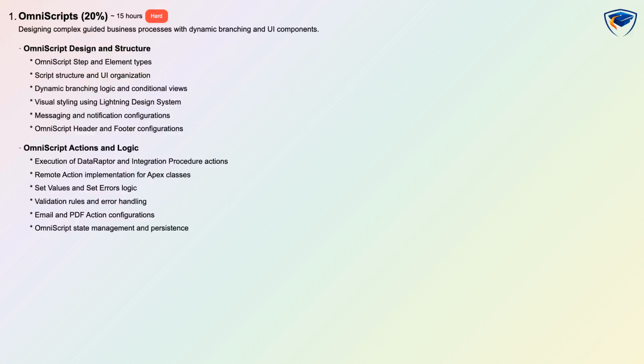You will learn OmniScript step and element types, script structure and UI organization, dynamic branching and conditional views, visual styling using the Lightning design system, messaging and notification configurations, header and footer setup, and how to execute actions like Data Raptor and integration procedure calls, remote apex actions, set values, validation rules, and state management.